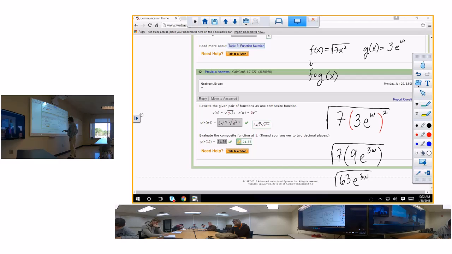And now you need to focus on what? The square root of 63. Square root of 63 is square root of 9 times square root of what? 7. 7 times square root of e to the 3w. And 9 is what? 3 square root of 7 e to the 3w.